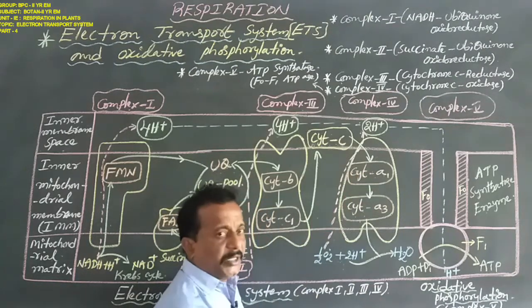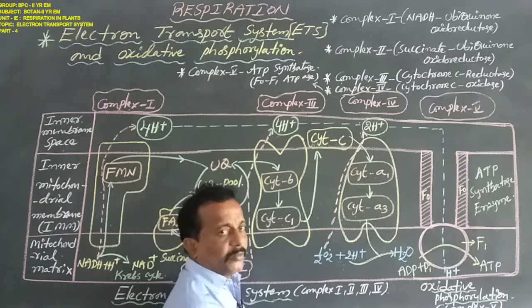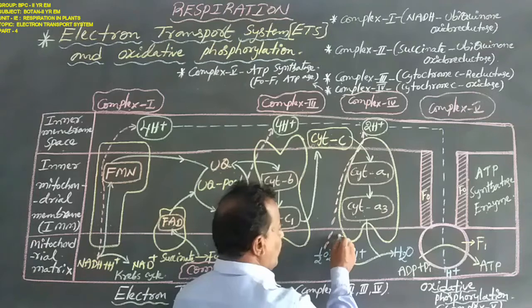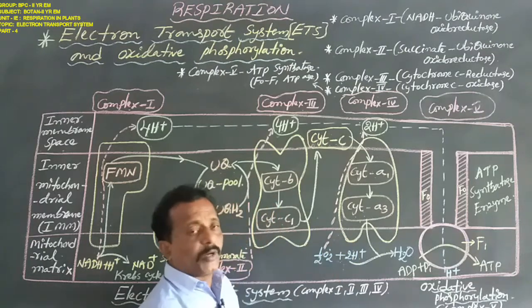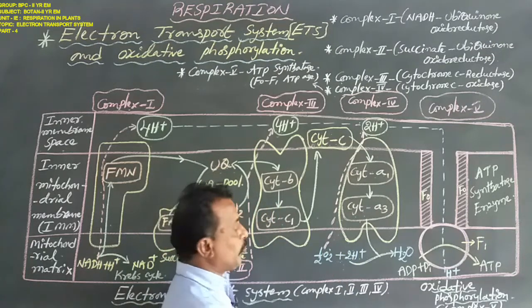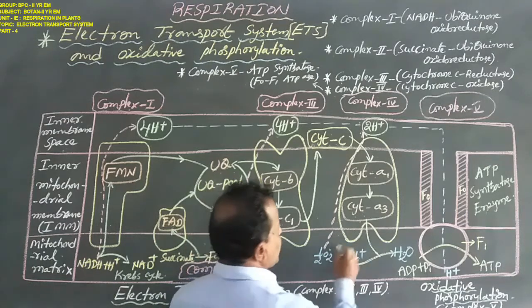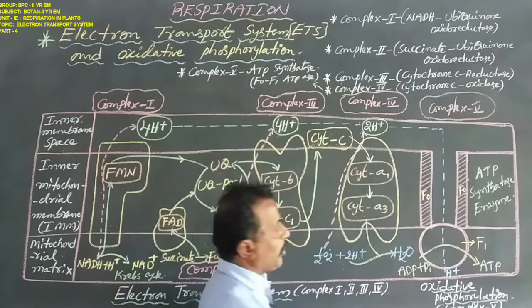One electron comes from A, the second from A3. Now, to form two protons, another electron reaches half an O2 molecule, that is molecular oxygen, so one water molecule is formed.